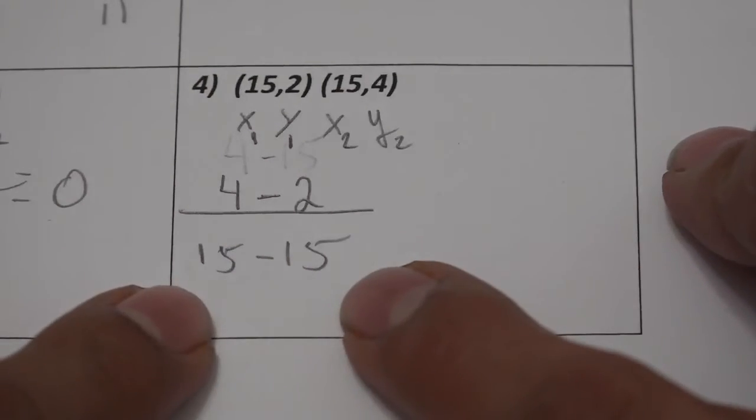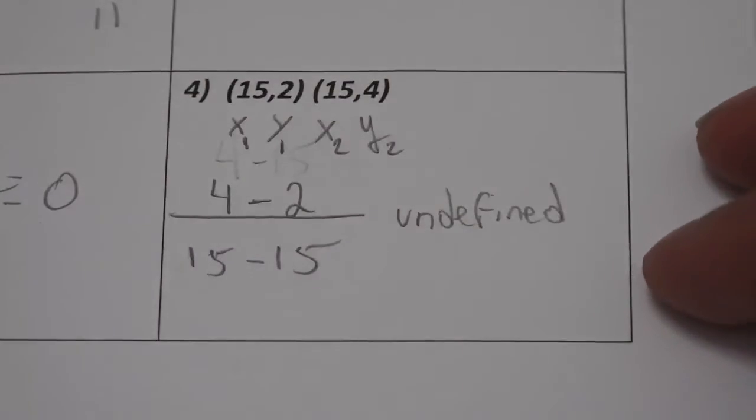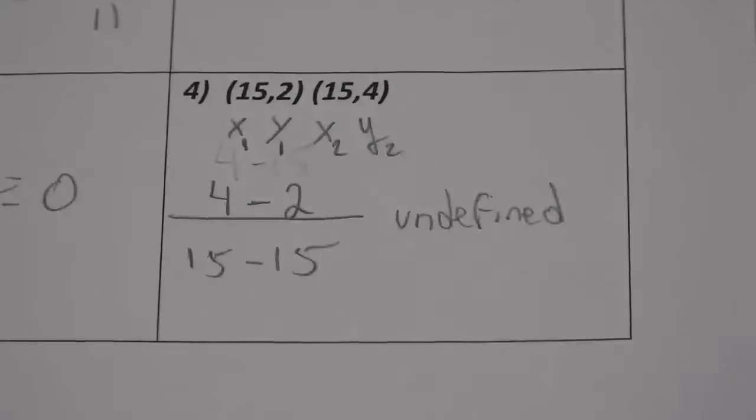You already know what you're gonna get over here. So right away I can tell you it's undefined. Okay? You're gonna get 0. So you're gonna get 4 minus 2 is 2 over 0. You should write it down.